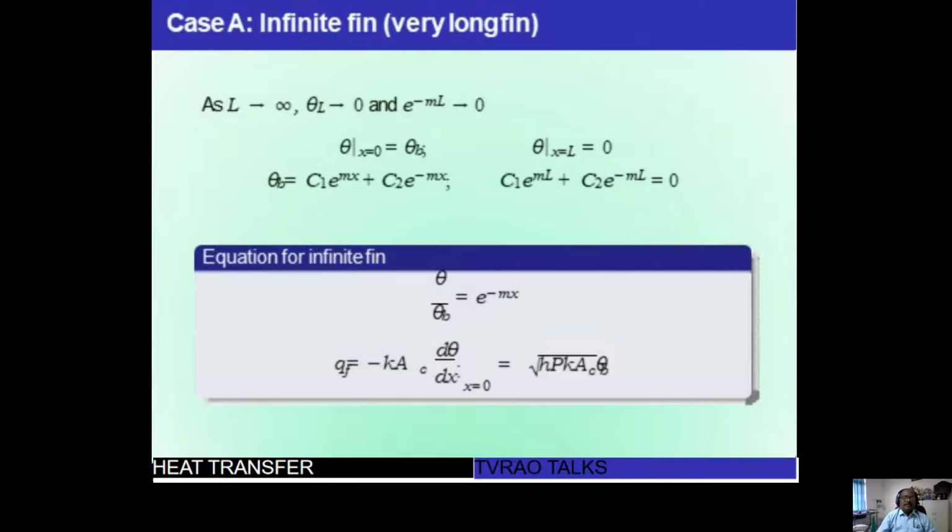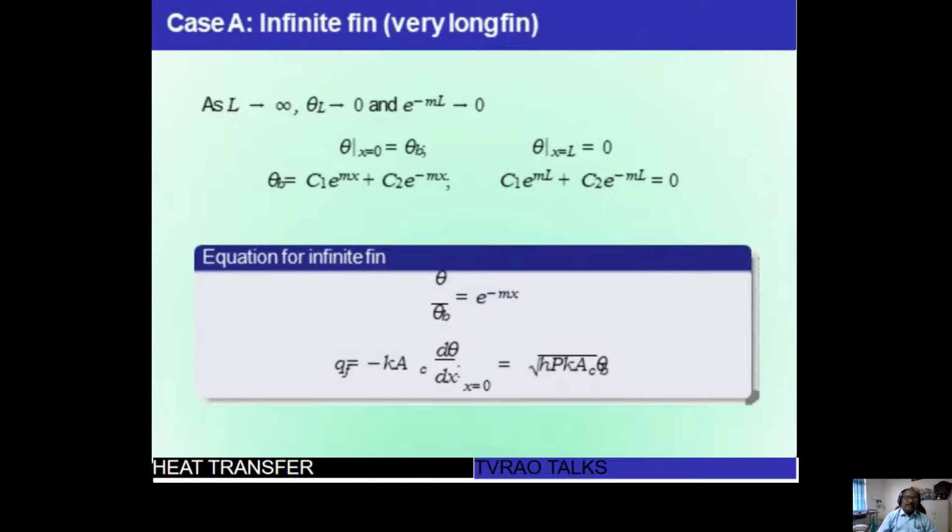have to apply the boundary conditions. What are the boundary conditions? Because here there are two constants, to find out the two constants, we have to apply two boundary conditions. When x equal to 0, theta, that is T minus T infinity, equals theta suffix b. When x equal to L, it becomes 0. If you substitute these two boundary conditions in this equation, we can find out what C1 and C2 are.